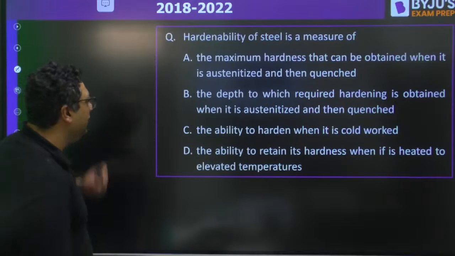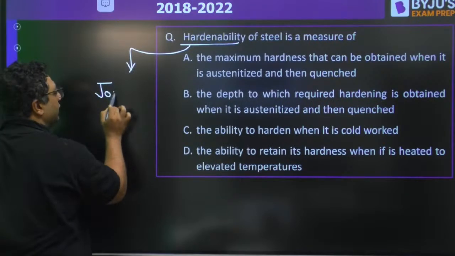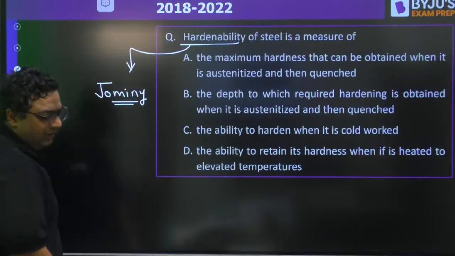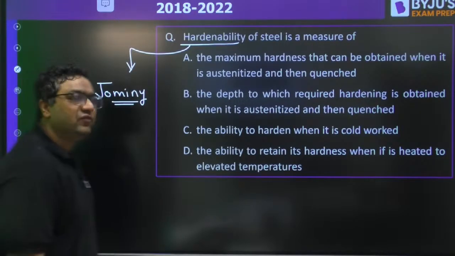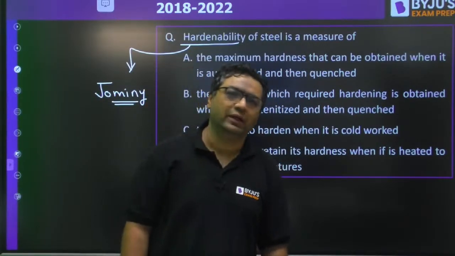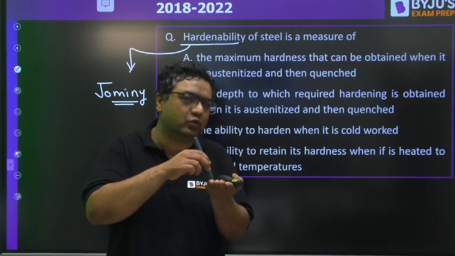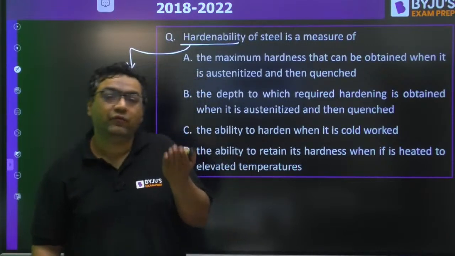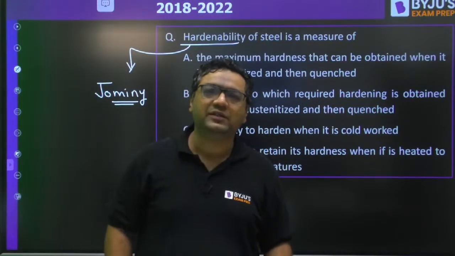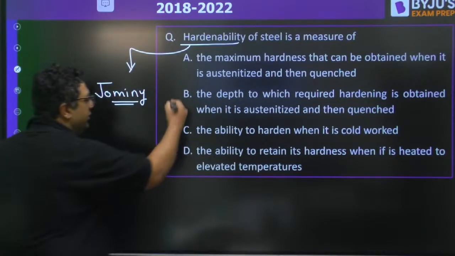So guys, if you see about hardenability, we have studied a test known as the Jominy hardenability test. So if you remember, what we were doing there was hardening the surface by first heating it and then cooling it. After that, we looked at which surface is getting more depth of hardness. The surface which gets more depth of hardness, we call it to be having more hardenability. So the answer will be B for this.